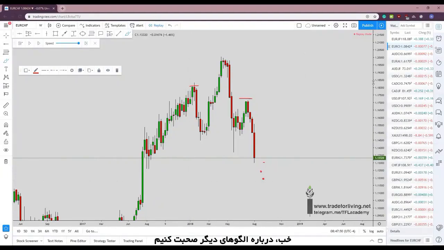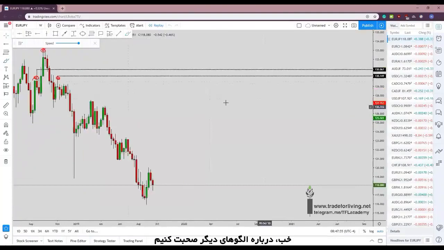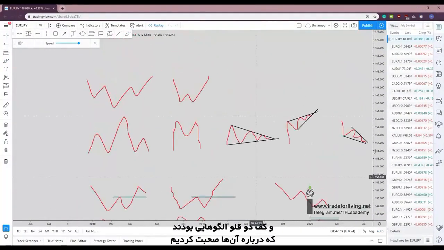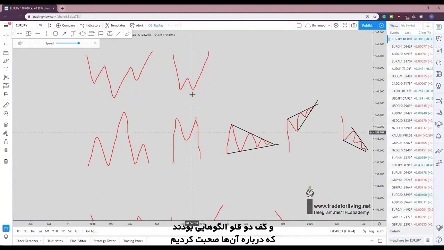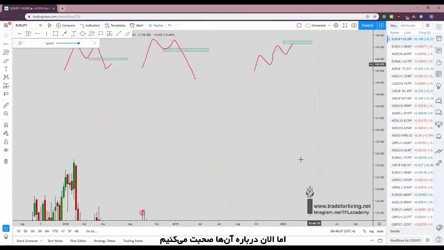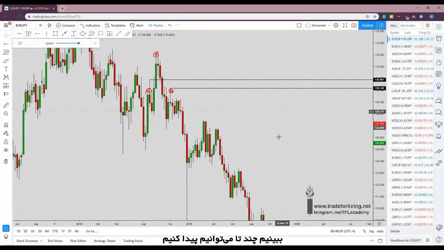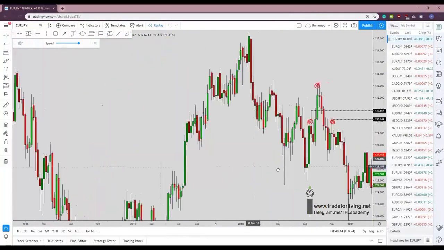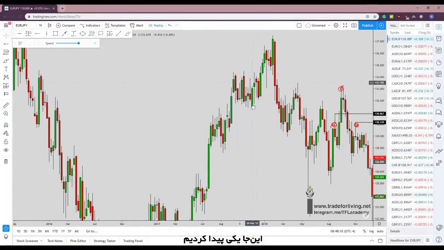So let's continue going with our patterns, and let's speak about double tops and double bottoms. This is the second pattern we spoke about, double tops and double bottoms. These patterns will be a little bit harder to identify, but let's speak about double tops and double bottoms at the moment. Let's see how many we can actually spot. As you can see here, we immediately see one.